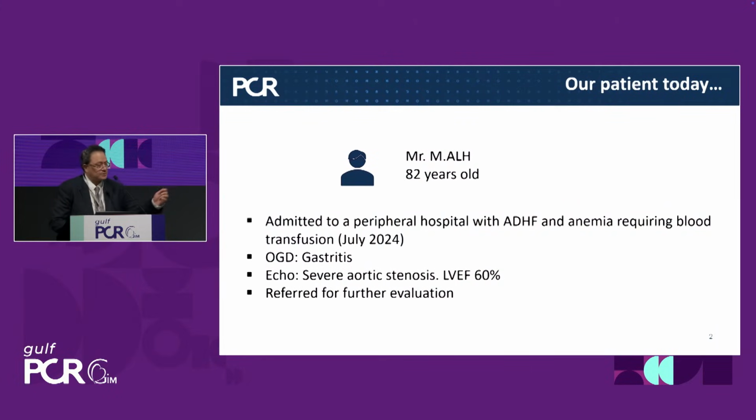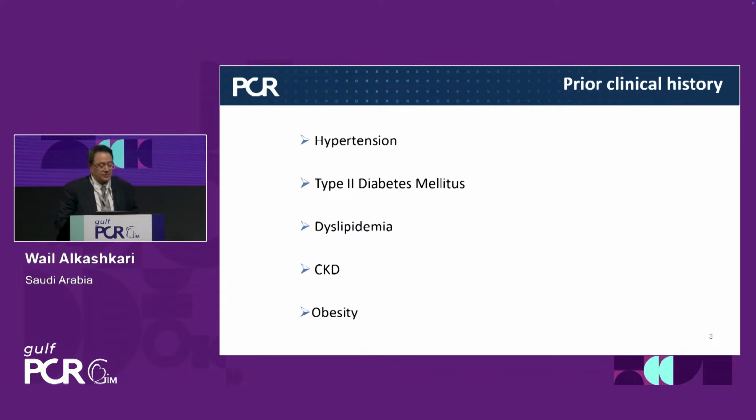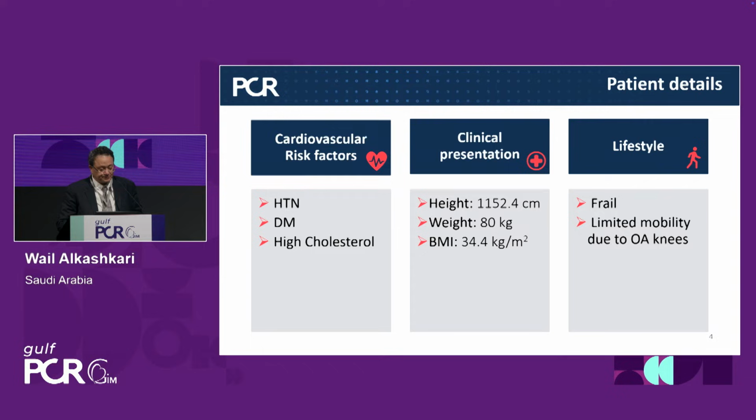So this is the case presentation for the case that will be live transmission. An 82-year-old gentleman admitted to a peripheral hospital with acute heart failure and anemia requiring blood transfusion. 2024. Gastritis, severe aortic valve stenosis, ejection fraction 60%, referred for further evaluation. Background: hypertension, type 2 diabetes mellitus, dyslipidemia, chronic kidney disease, and obesity. These are the cardiovascular risk factors: hypertension, diabetes, and high cholesterol.